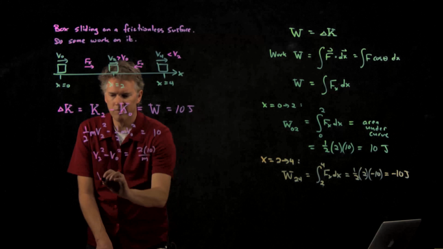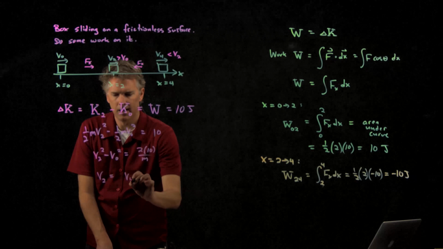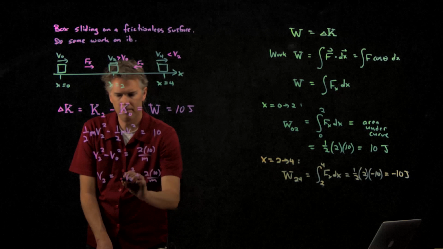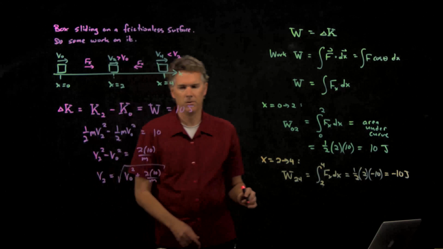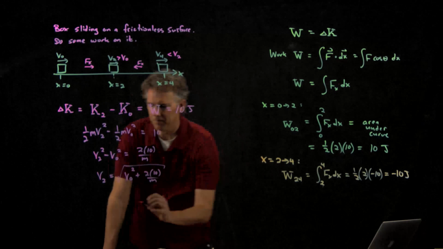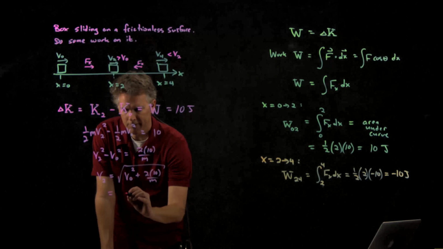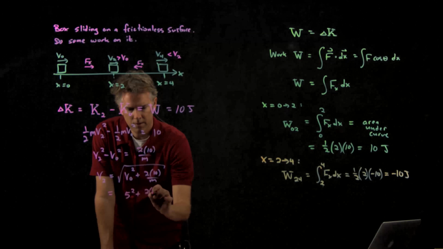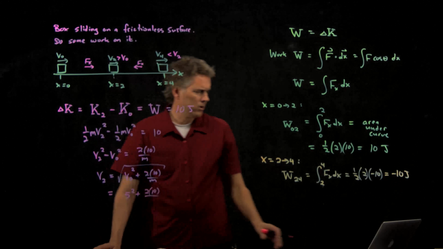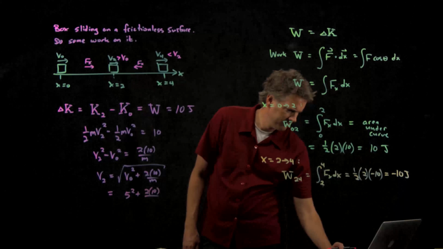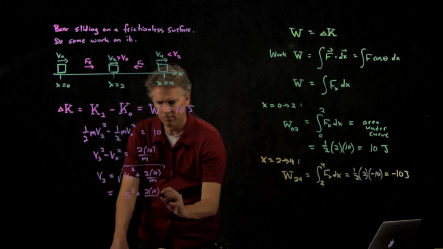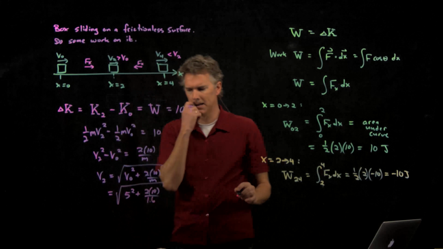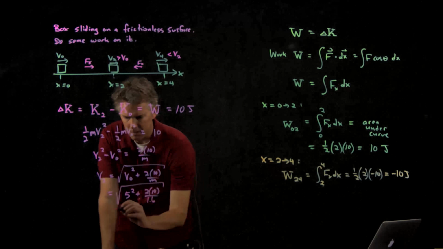I can move v0 over to the other side. I get v0 squared plus 2 times 10 over m, and I have to take that square root. And we have all those numbers, so let's plug them in. v0, what did we have for v0? Was it 5? 2 times 10 divided by m, what was m? Yeah, 1.6. So somebody punch that into your calculator, tell me what you get. I'll see if I can approximate it here.